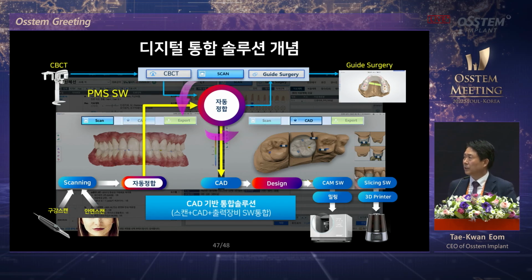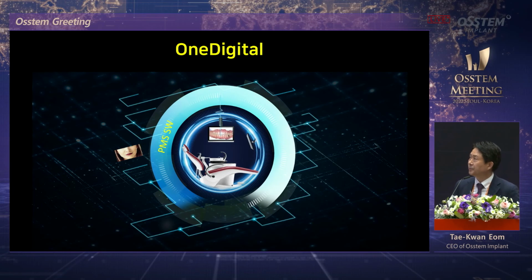Automatically, the design is performed. CAM software slicing will be implemented and export. You click on the export, then the printing will be done. That's what we are going for.